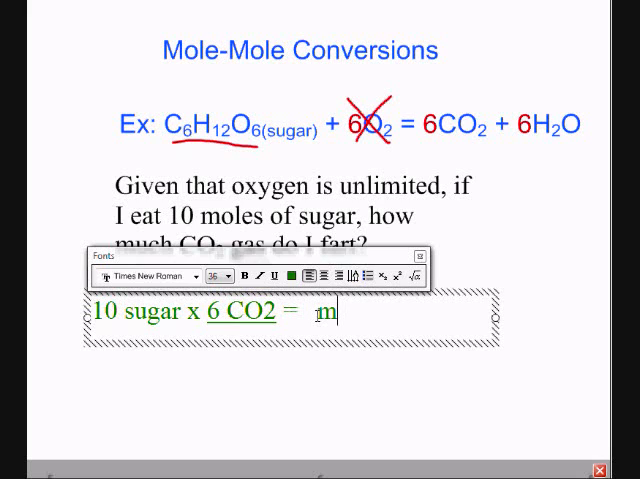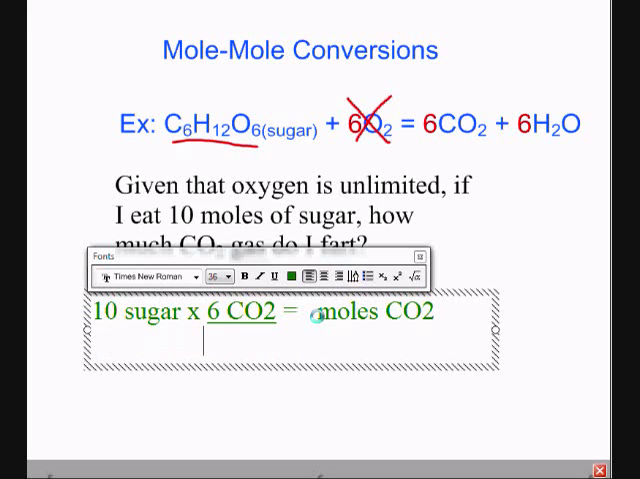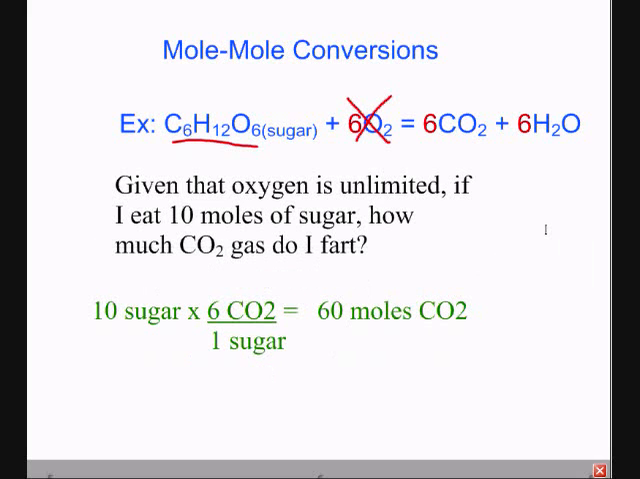And that is going to tell me how many moles of carbon dioxide I should get. Very good. So I get 6 moles from every 1 mole of sugar. That was the ratio. Pretty complicated math, huh? 10 times 6 is 60 divided by 1 means the answer is I get 60 moles of carbon dioxide. I only was able to get that ratio because I balanced this equation out. Okay. So far so good?